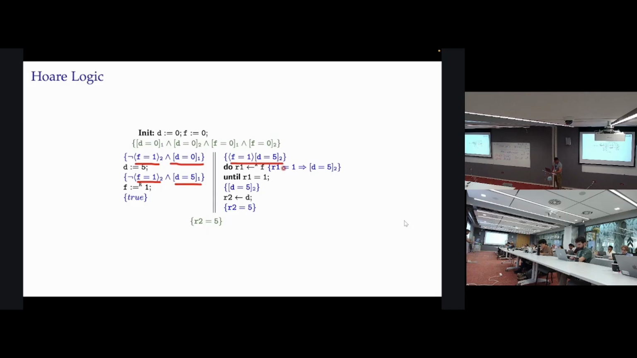And then there's an axiom that tells you how you go from here to here, and here to here, and so forth. And then you basically get a Hoare logic proof, because we have all the components.